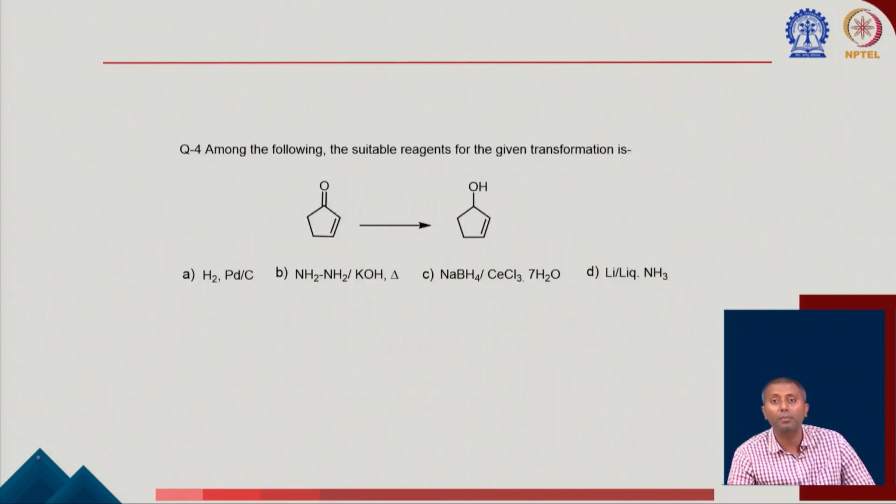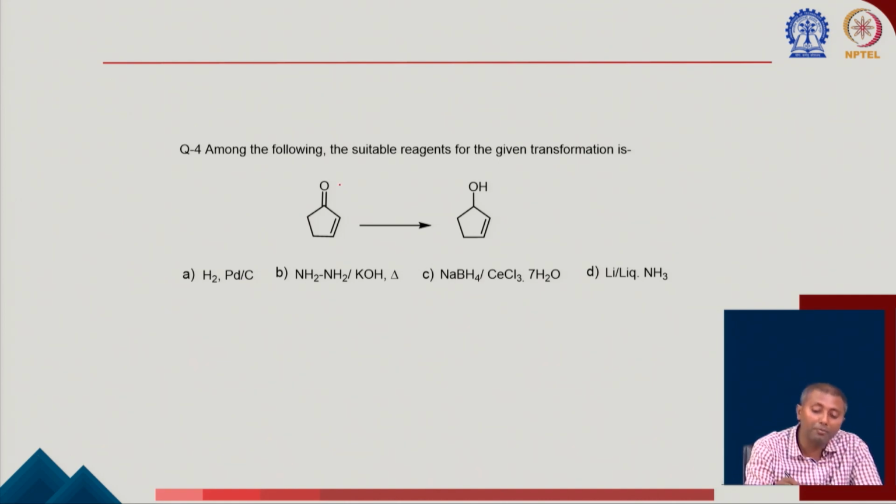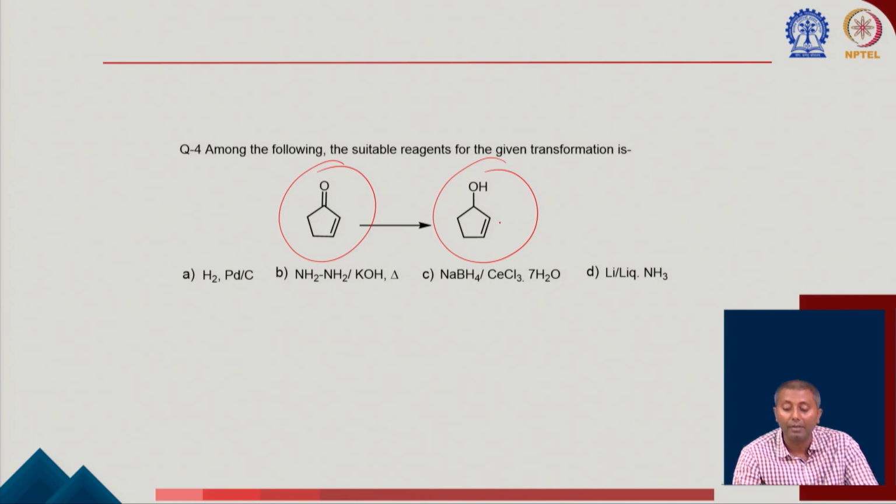So let's go to the next problem. So here we can see this is a reduction of an enone. In this problem we can see there is a reduction of enone to the corresponding allylic alcohol, from enone to allylic alcohol.